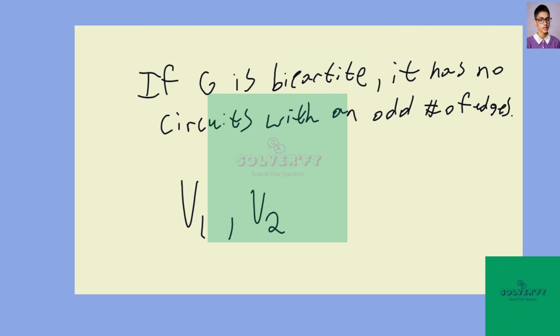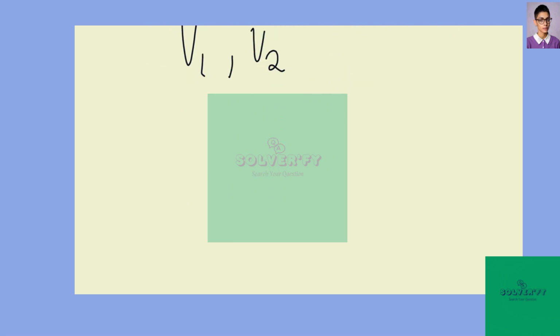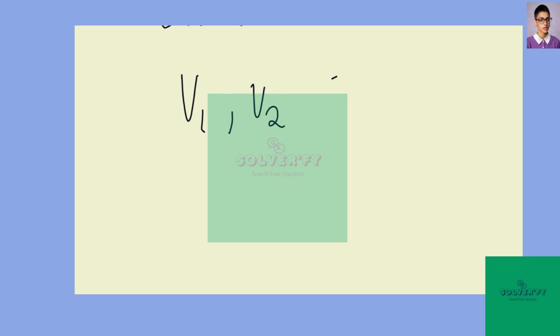And for the second statement, we can say that if G has no circuits with an odd number of edges, then it is bipartite. So we can assume that G has no circuits with an odd number of edges. Then we show that G can be partitioned again into two disjoint sets, V1 and V2, such that all edges in G go between V1 and V2.